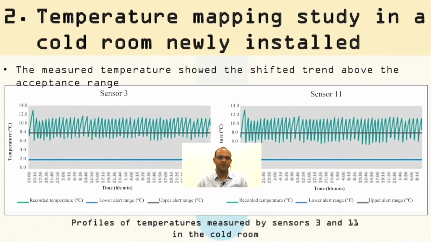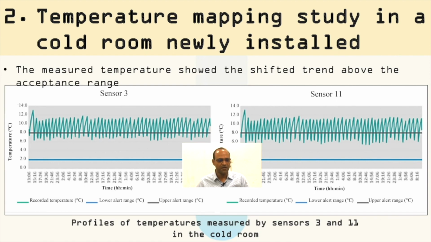Now, temperature mapping study in a cold room which is newly installed. For example, here is the temperature measured in a newly installed cold room. So you have the acceptable limits. The lower limit is set, let us say, at 2 degrees Celsius, and the upper limit is set, let us say, at 8.